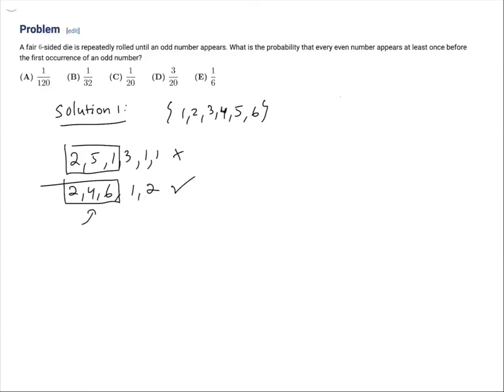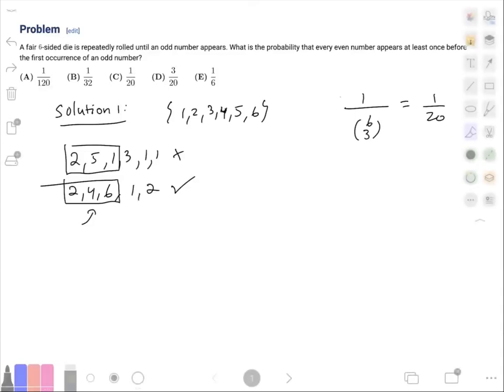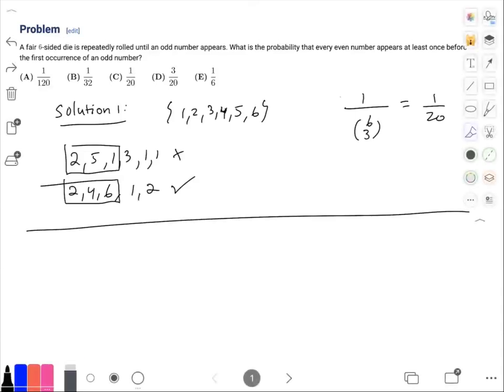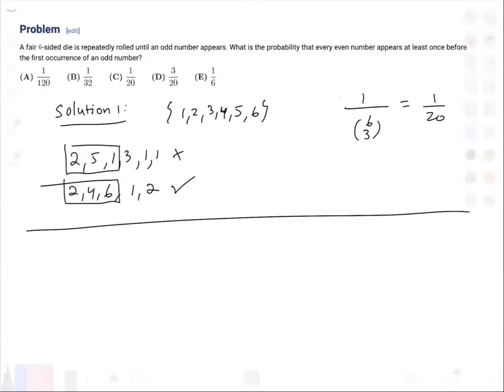So from this, we know that we have one possible unordered success, 2, 4, 6, out of 6 choose 3 unordered possibilities of 3 unique die rolls that show up. For example, 2, 5, 1 would be counted. So this is 1 over 20, and our answer is C. This itself is a pretty hard solution to come up with, so let me provide a somewhat easier solution.